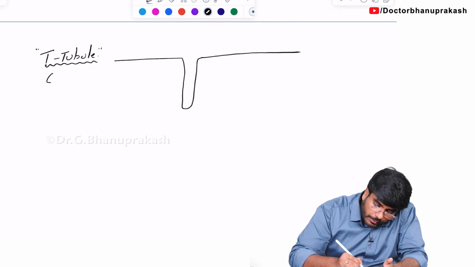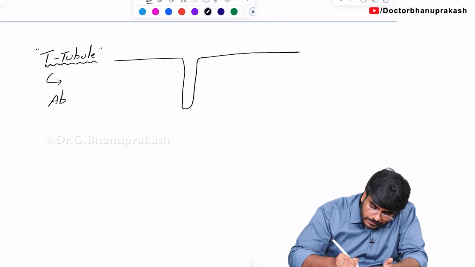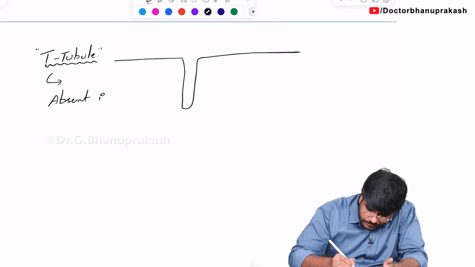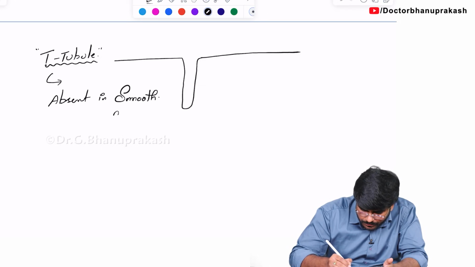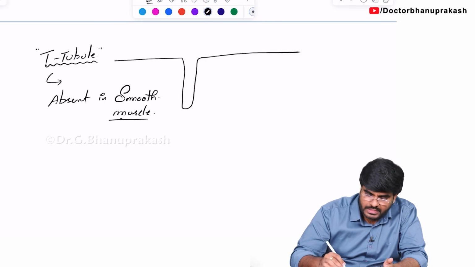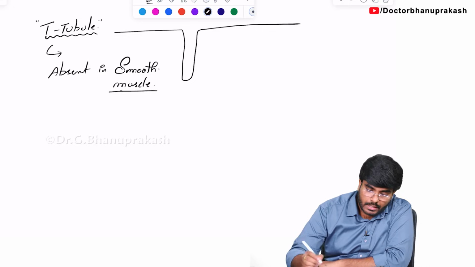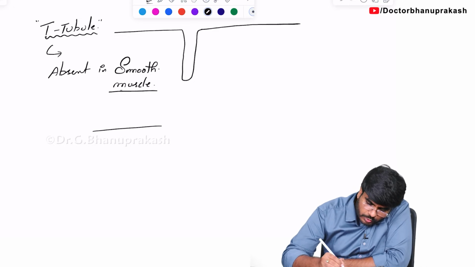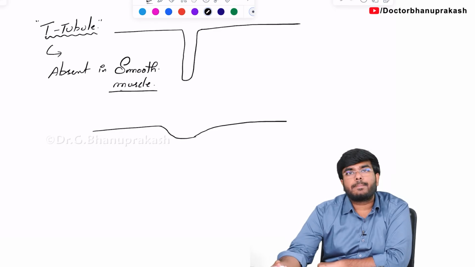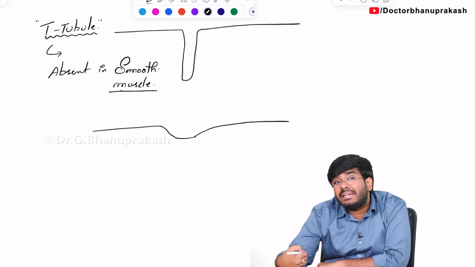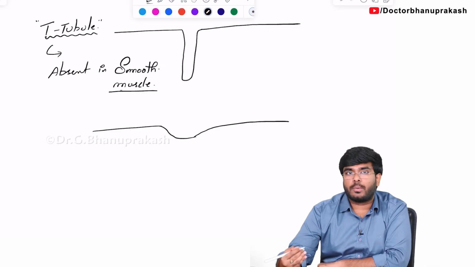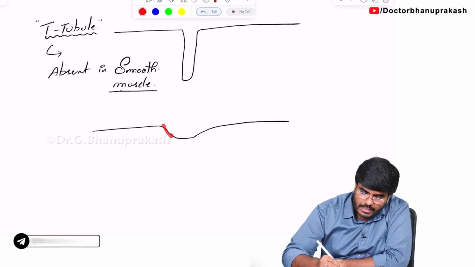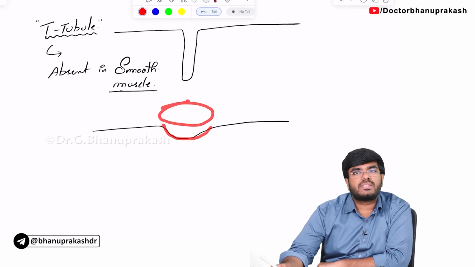But such T-tubules are absent in smooth muscle. In the smooth muscle, there is no such thing as a T-tubule. If you look at a smooth muscle, this is how it is going to look. There is no well demarcated T-tubule like structure, just a small depression, and here you will have the varicosity.